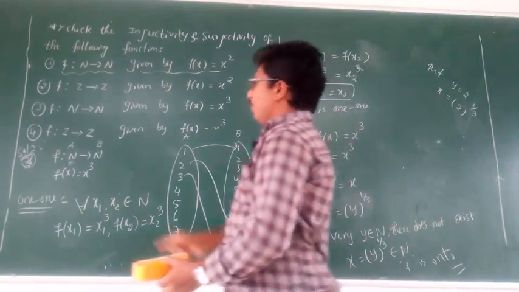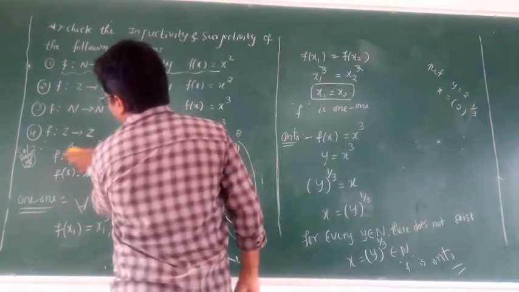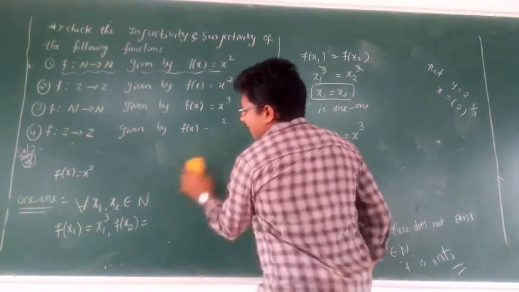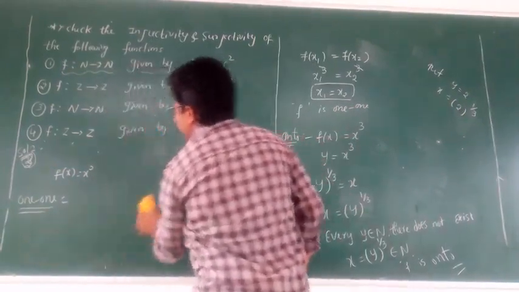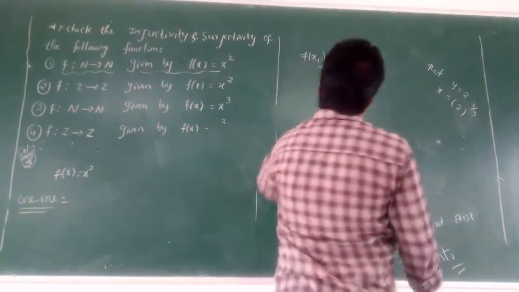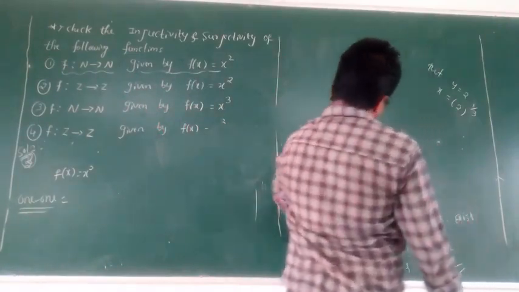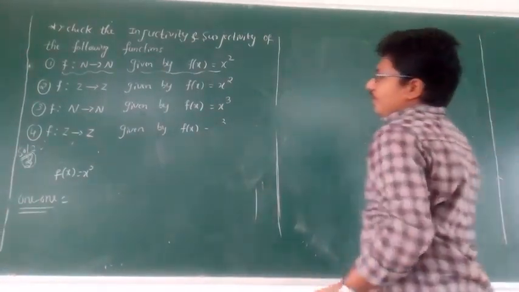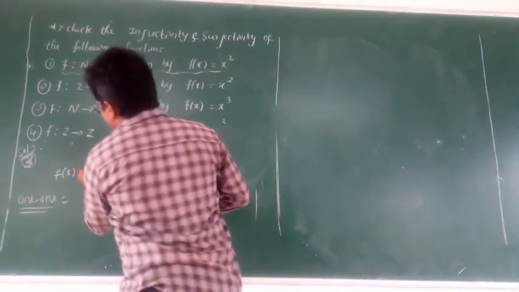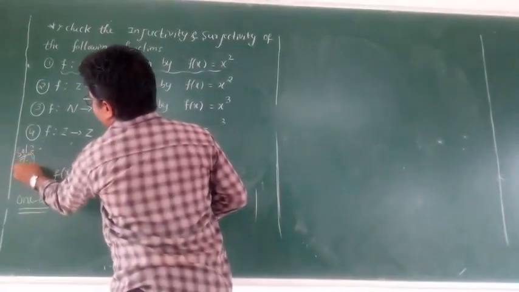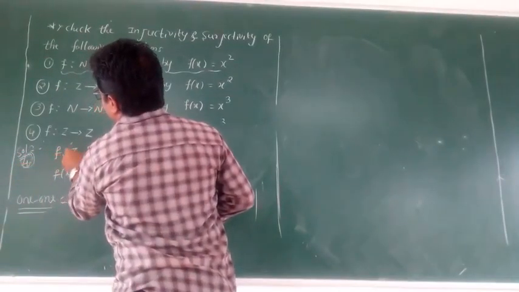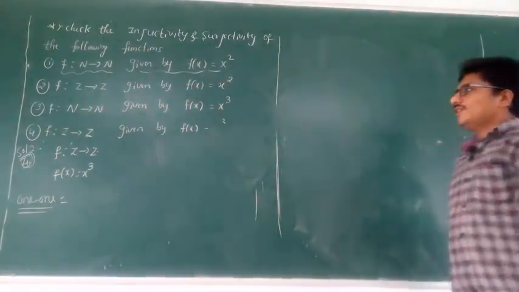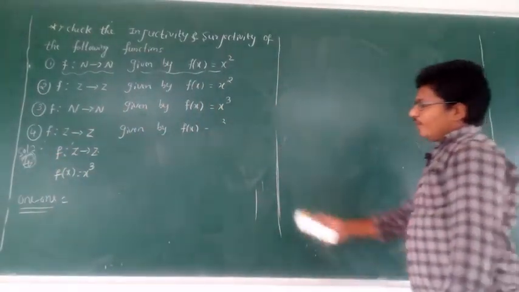Okay, next one we go to Z to Z. Is it possible to say it is one-one or not? Check that one. Let's try. Will it be one-one? The fourth question is f from Z to Z, and we are to tell whether this is one-one or not. Okay, we will try that one.